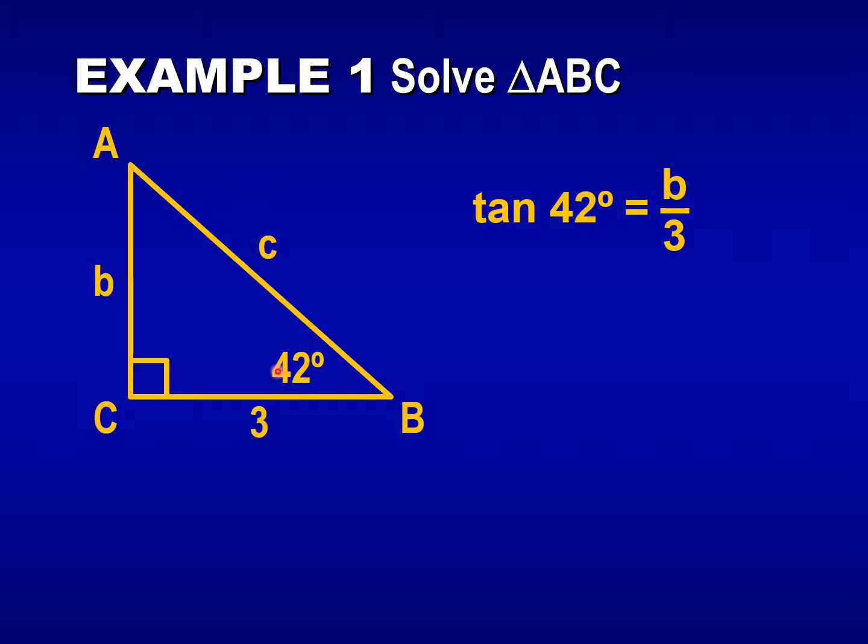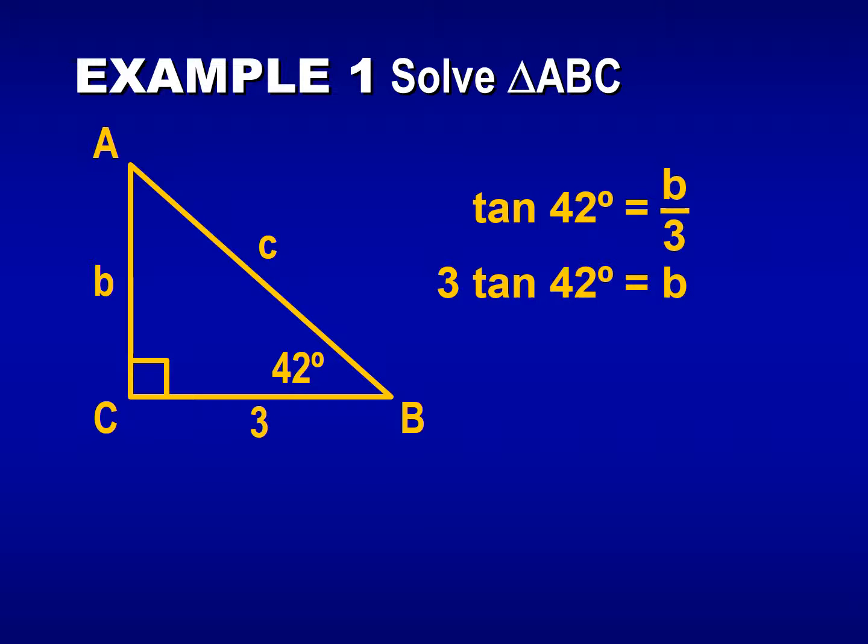So I think, what trig function is opposite and adjacent? Well, tangent. Tangent of my angle, which is 42 degrees, is opposite over adjacent. So I can write that: tangent of 42 is B over 3. And I'm going to solve for B using some algebra. To solve for B, I'll multiply both sides by 3. Now I have B equals 3 tangent 42 degrees.